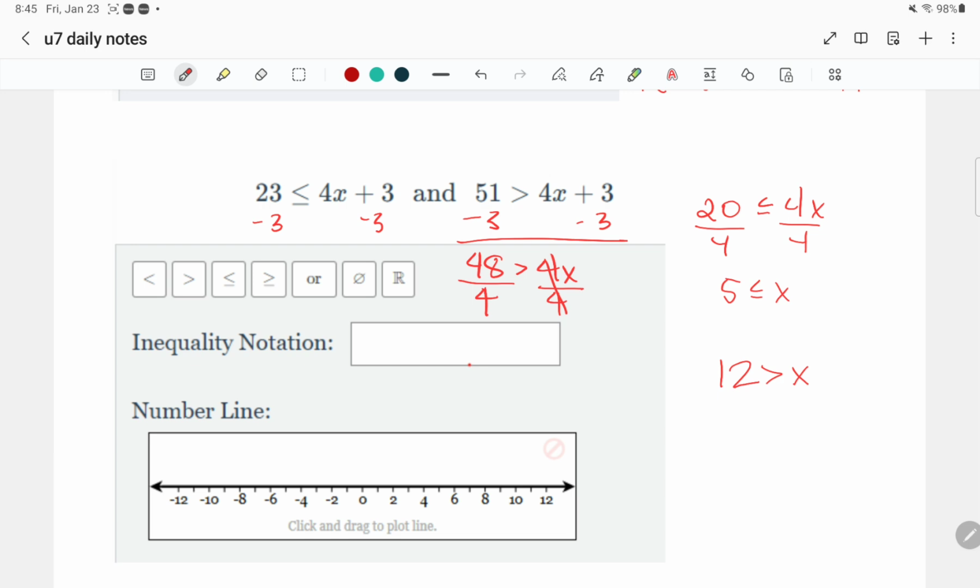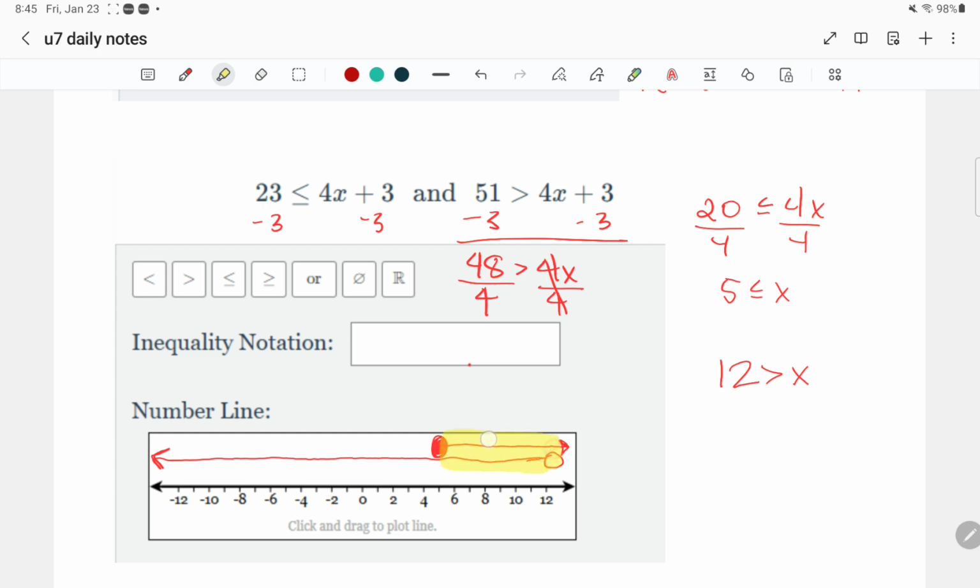All right, so let's graph it. Closed circle on 5. And 5 is less than or equal to x, so everything else needs to be bigger. And then 12 is greater than x, so open circle on 12. And everything else is less. Everything else is smaller. Okay. They overlap right here.